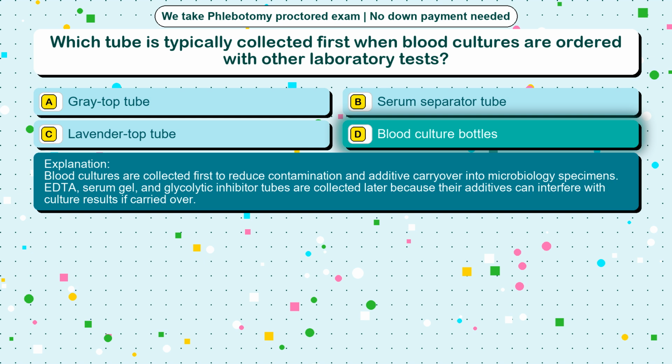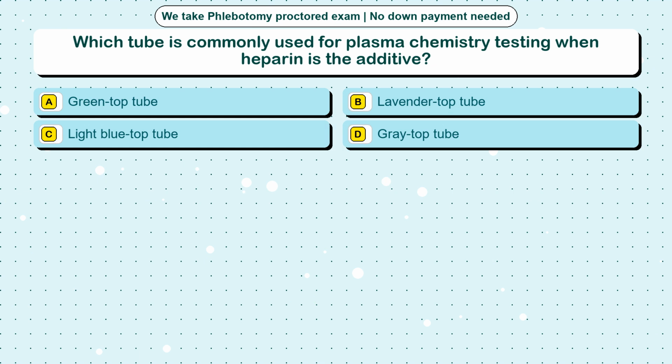over. Question 86. Which tube is commonly used for plasma chemistry testing when heparin is the additive? Option A, green top tube. Option B, lavender top tube. Option C, light blue top tube. Option D, gray top tube.